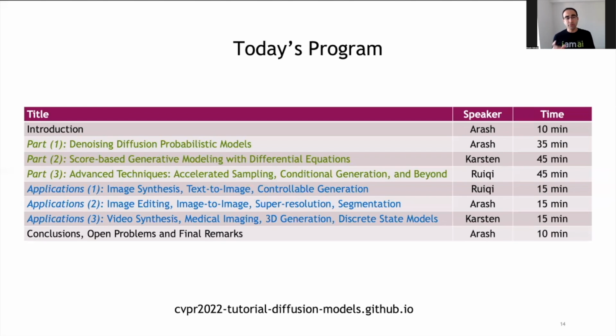After these parts, we're going to have three short parts around applications, mostly computer vision applications that have recently used diffusion models at their core to tackle various deep generative learning related applications. And finally, we're going to have a very short segment where I will talk about conclusions, open problems, and final remarks. Before starting, I'd like to mention that our slides, videos, and some content will be available on this website.